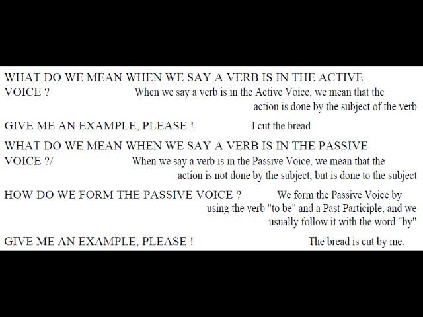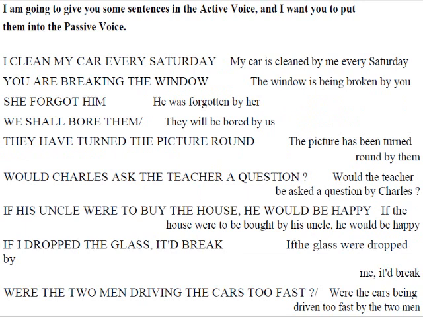How do we form the passive voice? We form the passive voice by using the verb to be and a past participle, and we usually follow it with the word by. Give me an example, please. The bread is cut by me. I'm going to give you some sentences in the active voice, and I want you to put them into the passive voice. I clean my car every Saturday.